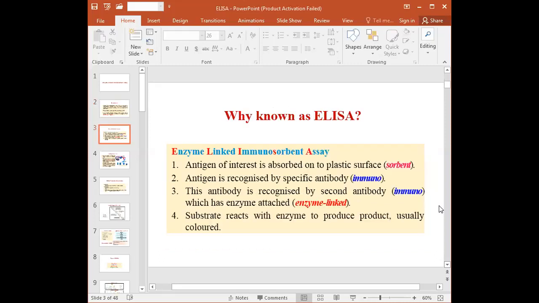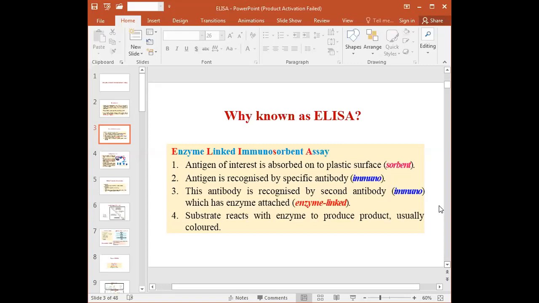Now, the question is, why should we term it as ELISA? The term ELISA has come from the first letters of enzyme-linked immunosorbent assay. So E comes from enzyme, L from linked, I from immuno, S from sorbent, and A from assay. Here, the antigen of interest is first absorbed to the plastic surface of the polystyrene coated plate. It is the microtiter plate or the 96-well plate, and this is known as sorbent. Then the antigen is recognized by a specific primary antibody, and the reaction is immune type. So henceforth it is called immuno.